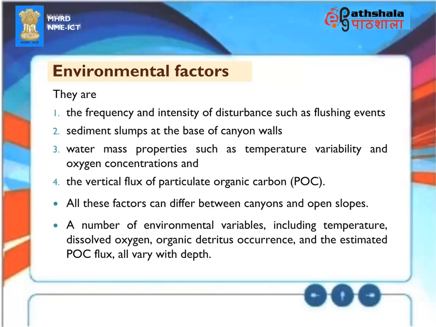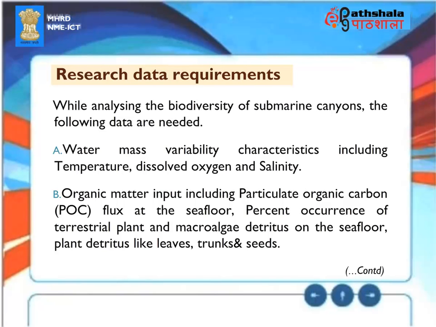A number of environmental variables, including temperature, dissolved oxygen, organic detritus occurrence, and the estimated POC flux, all vary with depth. Research data requirements. While analyzing the biodiversity of submarine canyons, the following data are needed: water mass variability characteristics including temperature, dissolved oxygen and salinity, organic matter input including particulate organic carbon, POC, flux at the seafloor, percent occurrence of terrestrial plant and macroalgae detritus on the seafloor, plant detritus like leaves, trunks, and seeds.